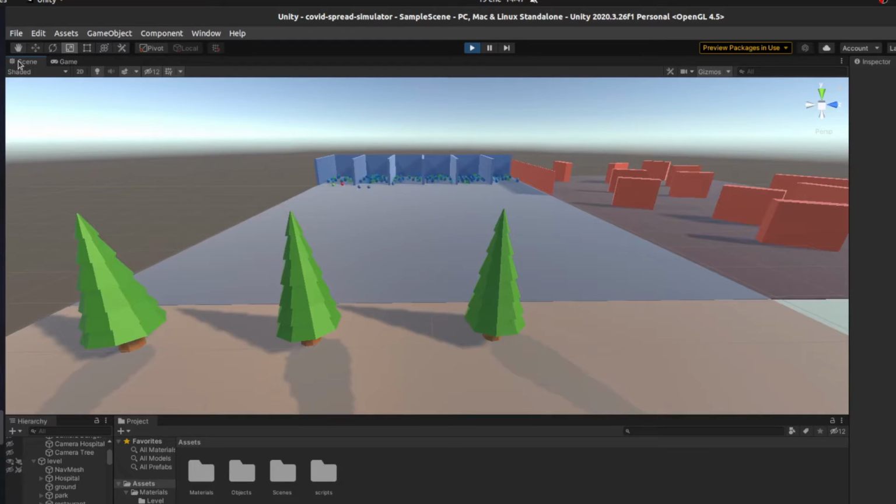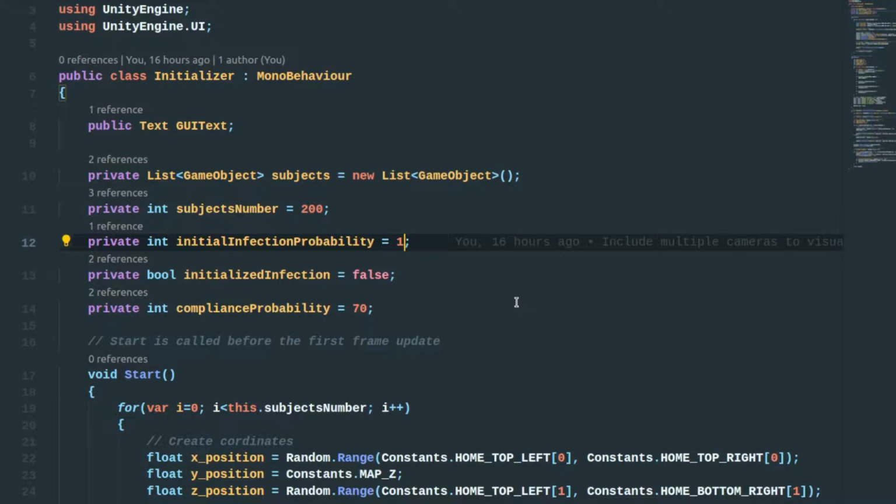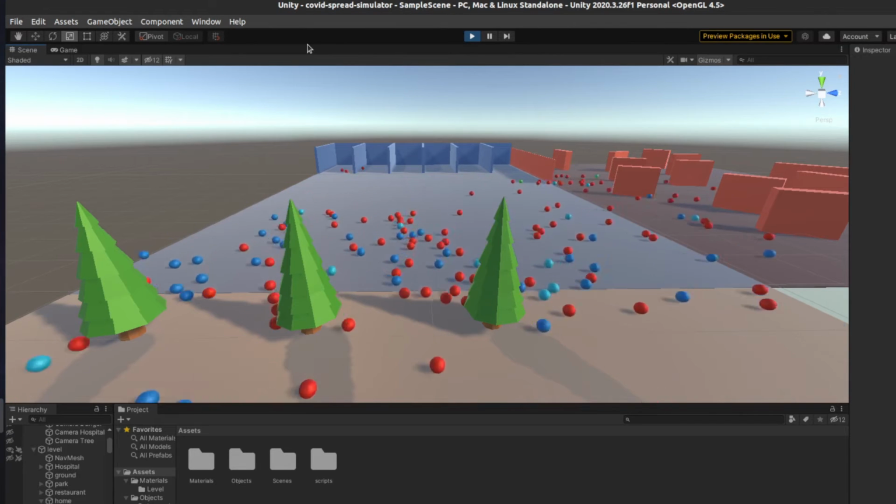This simulation begins with subjects being created in the home area. There is an initial ratio of infected subjects which can be controlled via a constant on the code. The higher the amount of subjects, the more likely it is that the COVID infection spreads rapidly.